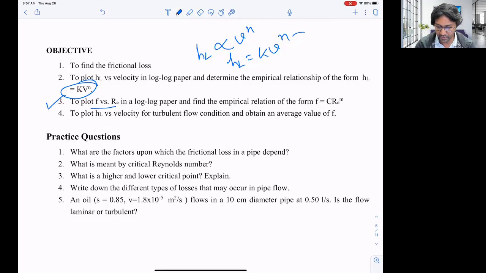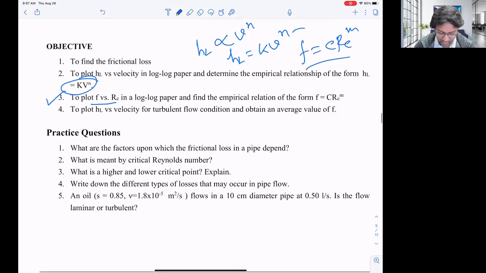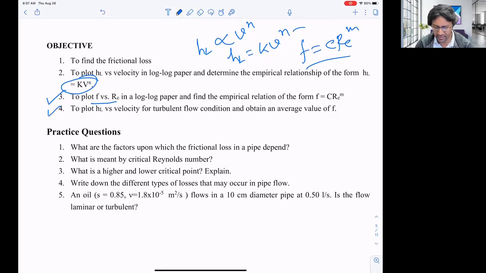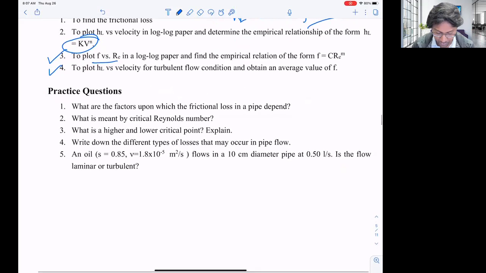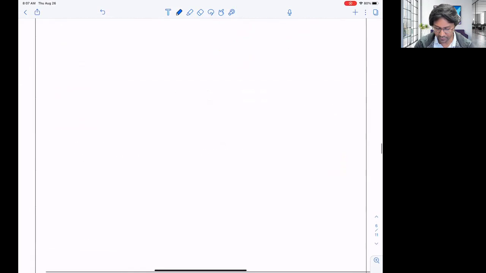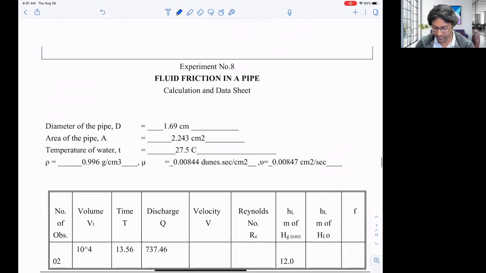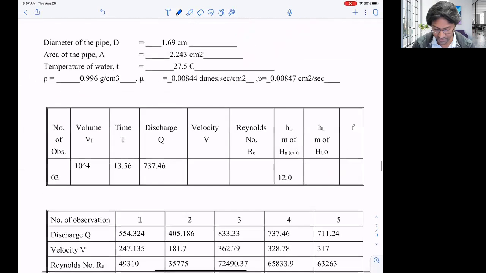Then we'll plot F. We just saw the relationship F is equal to C Re to the power m. We'll plot this one too. So today we'll have two log graph papers, and you can plot head loss versus velocity for turbulent flow. It will be like a straight line. It is pretty simple. If you plot that, it is not a problem, right? Let me just quickly finish that part first as before, then it will be easy to answer the question, right?